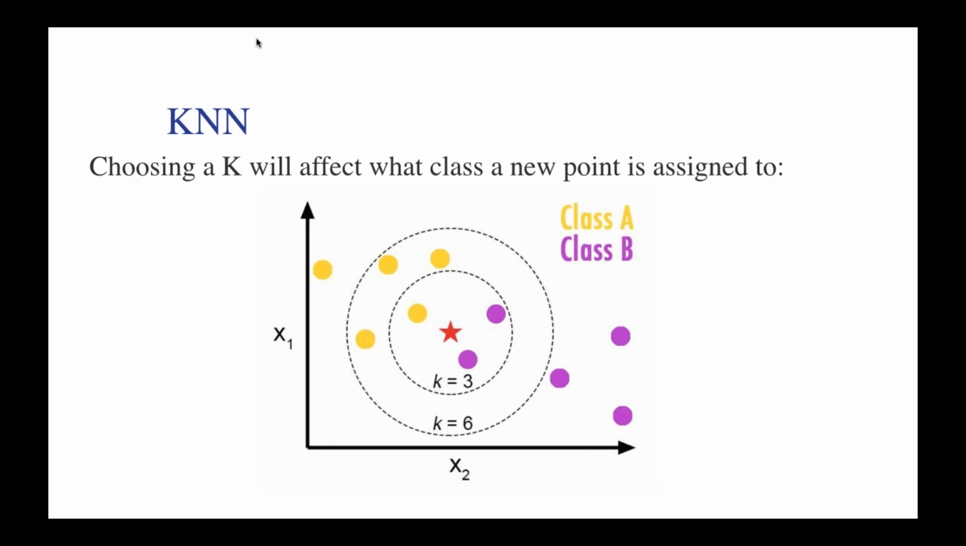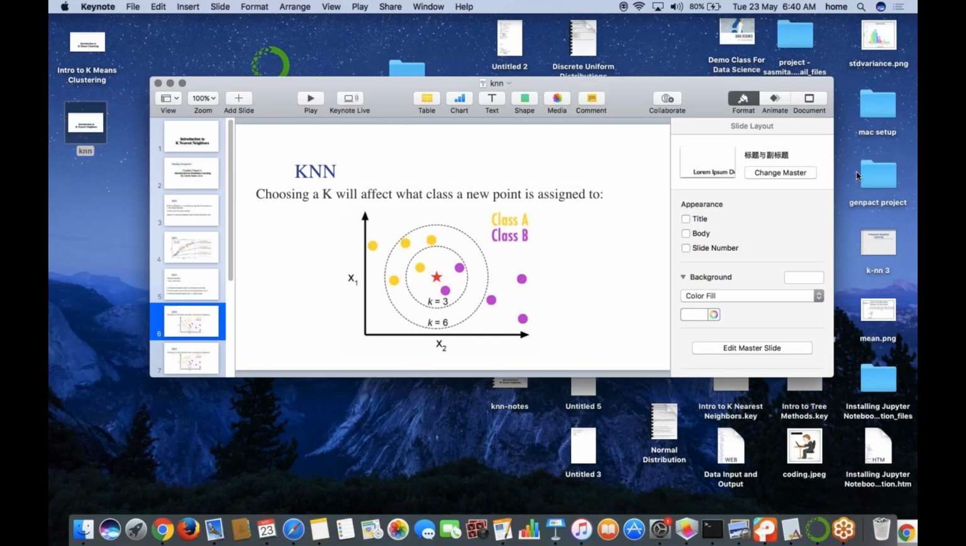Step number 1, calculate the distance of all other points to the new point, the star. So how many points are there in total? Step number 1 is we calculate the distance of all other points to this point, whatever points exist. This is step number 1, simply calculate distance, nothing else. Step number 2, sort all the points according to the distance.